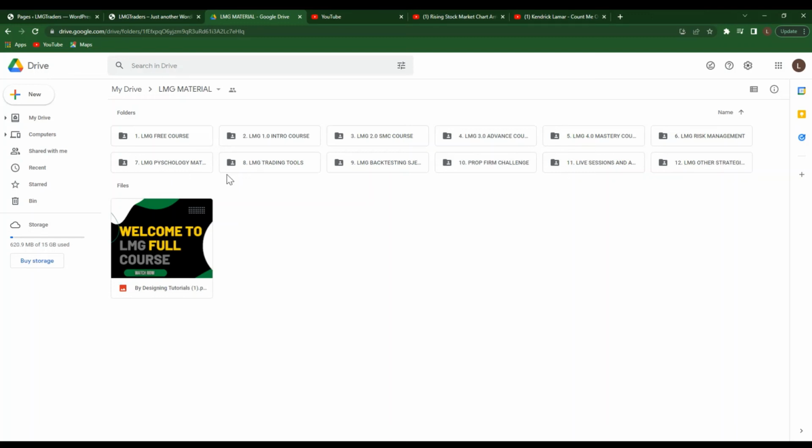And then we have LMG trading tools. The LMG trading tools, these guys, they're top notch. These are one of the best tools that we've used and have given us consistency, the LMG trading tools. So I'm happy to show you guys the tools. And then we also have the backtesting sheet.